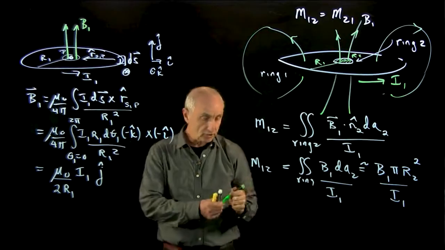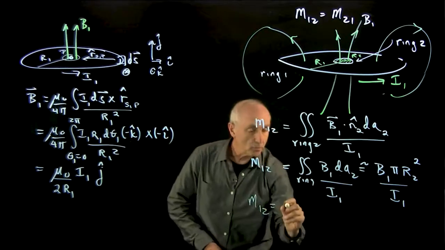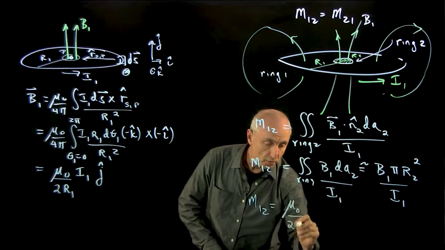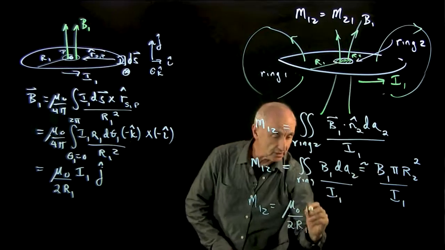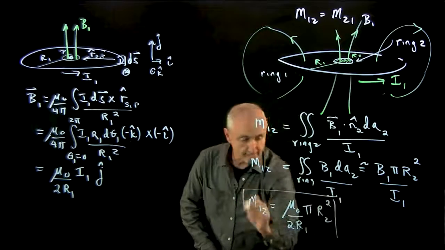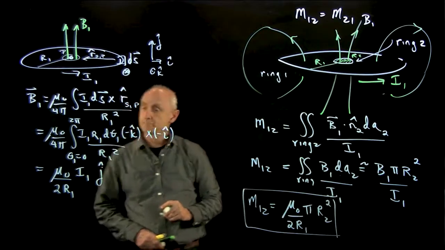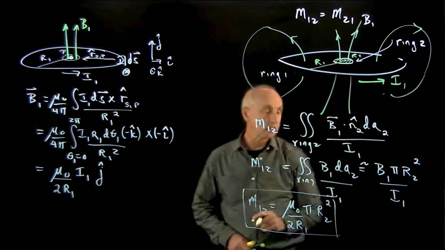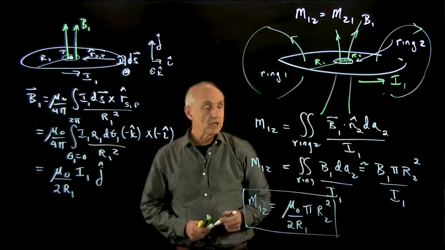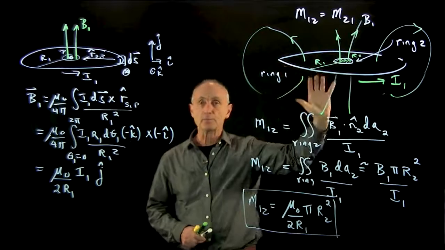And so in conclusion, we've now calculated the mutual inductance, which is mu naught over 2 R1, the I1s are canceling, times pi R2 squared. And we just check our work to make sure everything is okay, and it looks good. If I were to try to calculate M21, it would have been an impossible task.